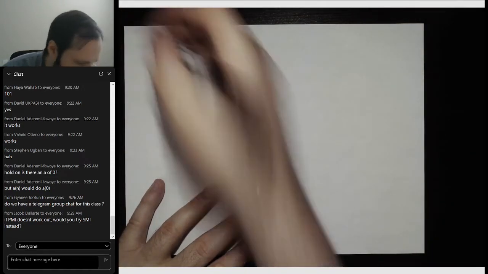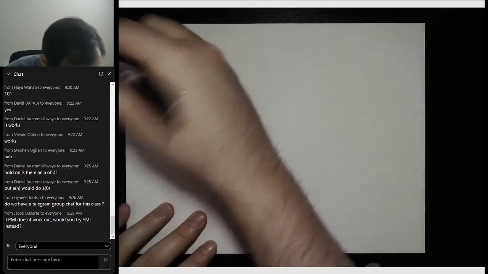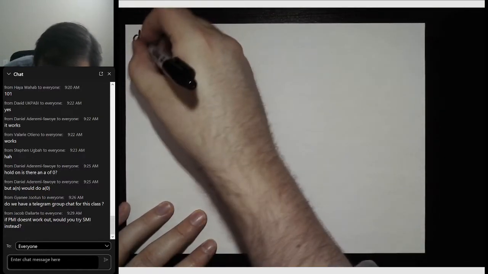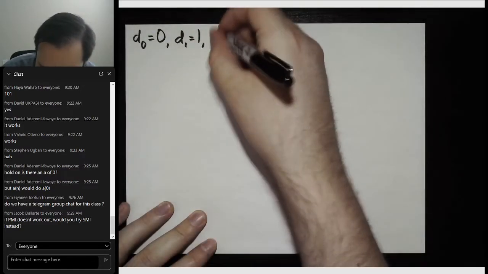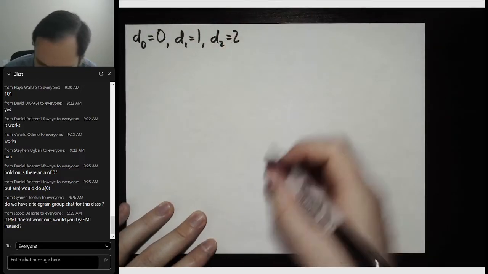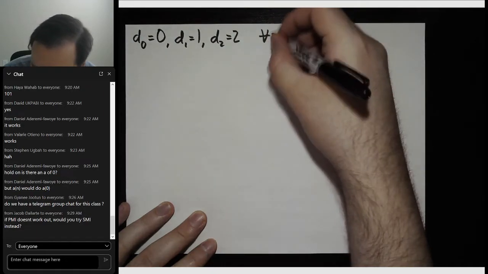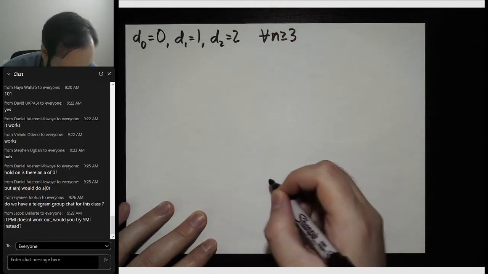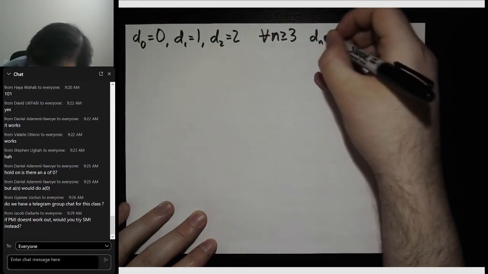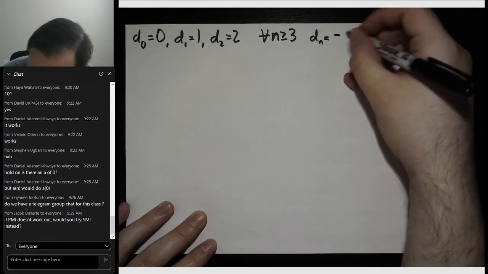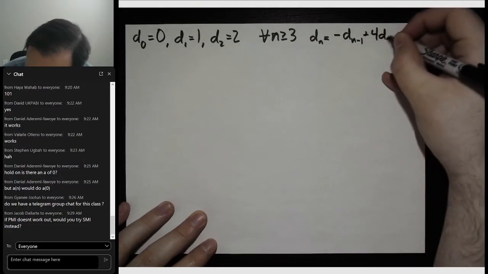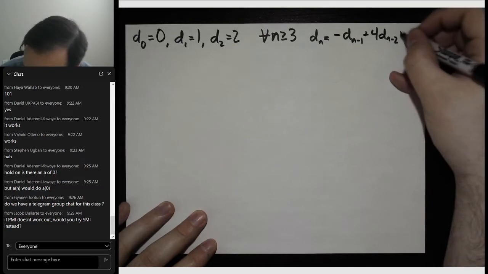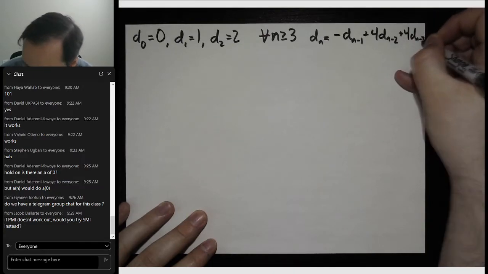So here's a different example. This time I'll make people happy. I'll start at 0. D sub 0 is 0. D sub 1 is 1. D sub 2 is 2. And once I get above 2, for all n at least 3, d sub n is equal to negative d sub n minus 1 plus 4 d sub n minus 2 plus 4 d sub n minus 3.